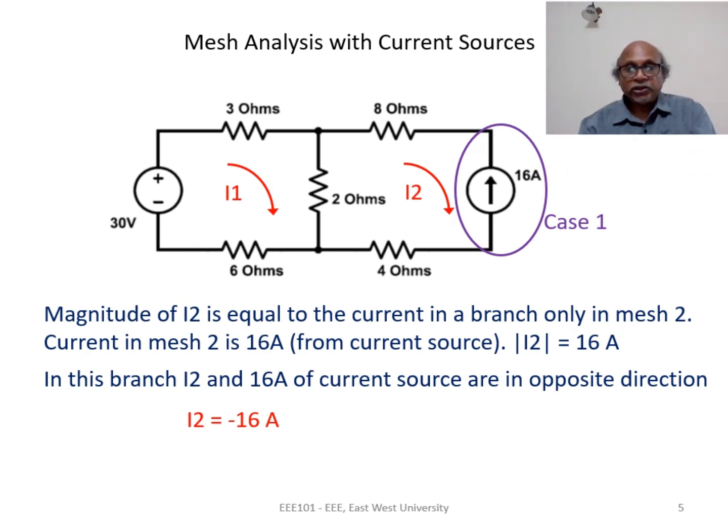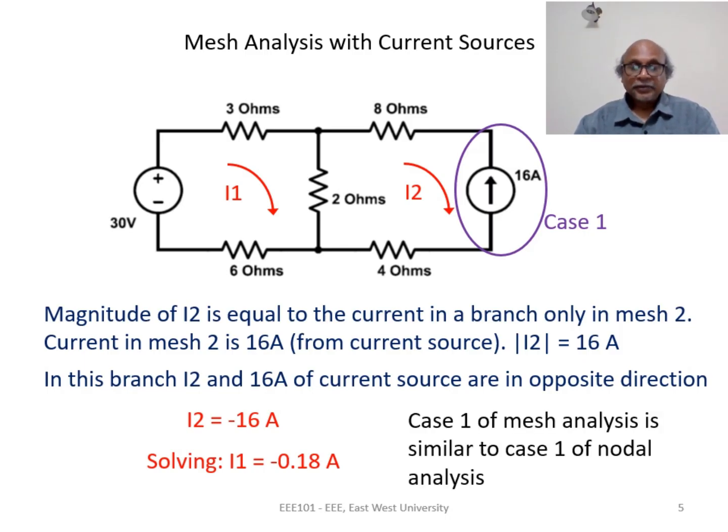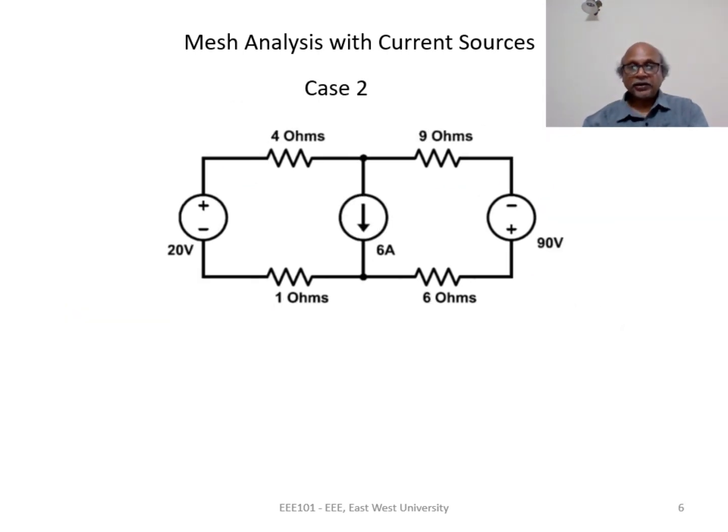So we have two equations and two unknowns, I1 and I2. Solving, we get I1 is minus 0.18 ampere. So we can see that, like case 1 of nodal analysis, case 1 of mesh analysis actually made the solution easier. And case 1 of nodal analysis is similar to case 1 of mesh analysis. If we understand one approach, the other should be straightforward. Now let's consider case 2.